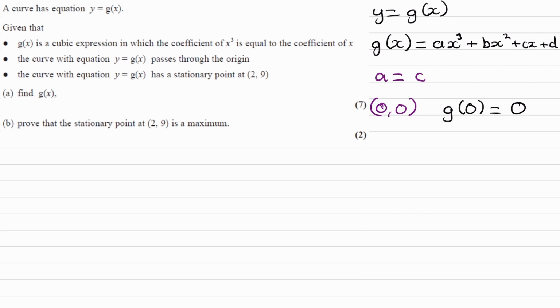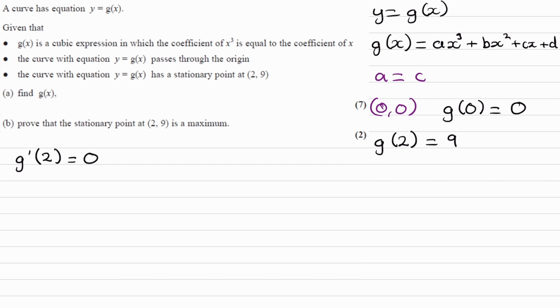For the final bullet point, the curve with equation y is equal to g of x has a stationary point at 2, 9. So there's actually two things that we can get from this last bullet point. One is that the curve must pass through this point of 2, 9. So that means that g of 2, put in 2 into our function, replace x with 2, and we should get 9 coming out. And secondly, when we differentiate our function and put in x coordinate of 2, because it is a stationary point, that means the gradient is 0, so this should equal to 0. And again, we're trying to find what g of x is equal to.